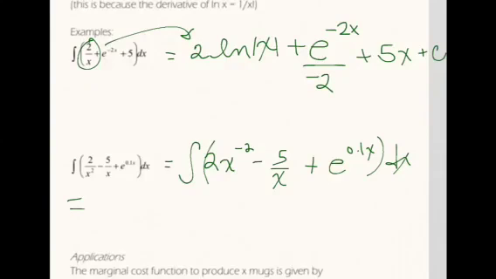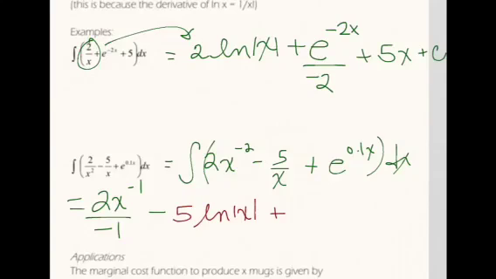So then from here, you add 1 to the power for 2x to the negative 2, which will become 2x to the negative 1 divided by negative 1, minus the 5 over x. This looks just like 2 over x in the problem before. So this should be 5 times the natural log of x.